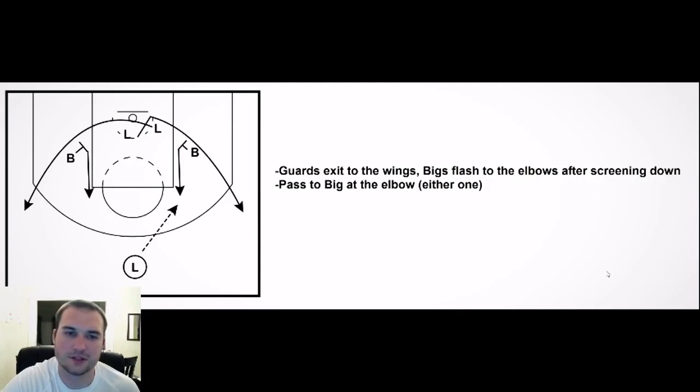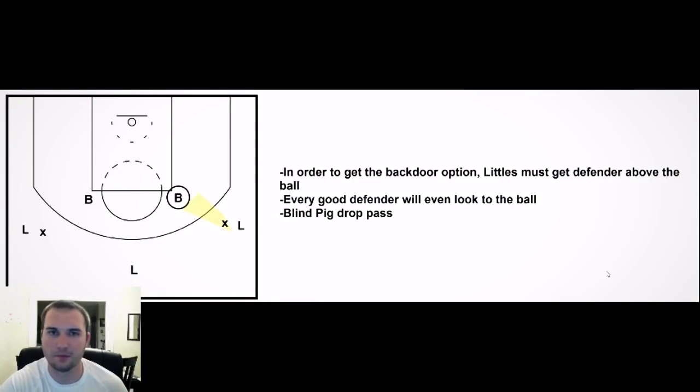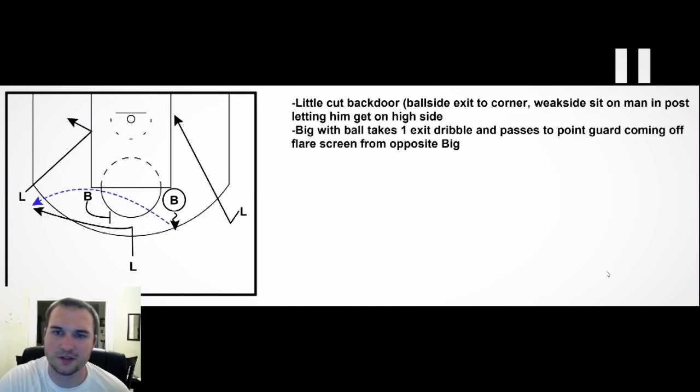Now, the first option on this one is a backdoor. It's just like a blind pig backdoor, like the triangle offense. And all it is is a catch and drop pass to the little going backdoor. Bill Self talks about getting open backdoor. He said in order to get that option, he wants the littles or the guards to be above the ball. So you want to get the defender above the ball. He said every good defender is going to turn their head a little bit, and this backdoor is just a drop pass. It's just like a blind pig drop pass like the triangle. I'll show you examples of that.